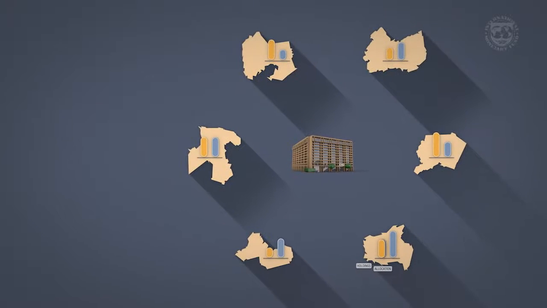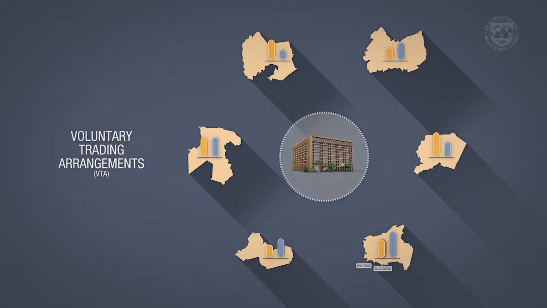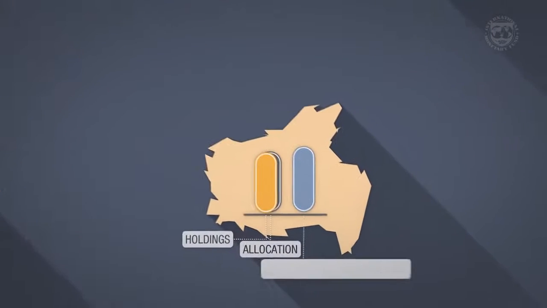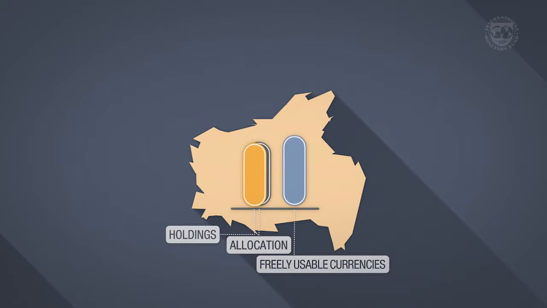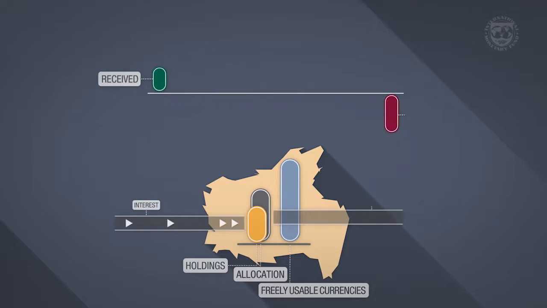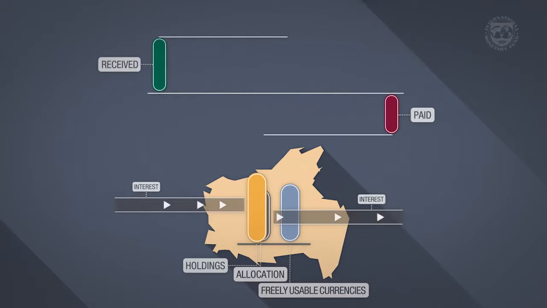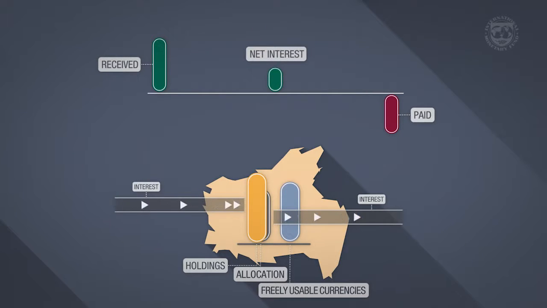The SDR market functions primarily through voluntary trading arrangements, or VTAs. Under these arrangements facilitated by the IMF, members volunteer to buy or sell SDRs. If a member exchanges SDRs for freely usable currencies, its SDR holdings fall while its foreign currency reserves rise. If its holdings fall below its cumulative allocations, it has to pay interest on the shortfall. If a member exchanges freely usable currencies for SDRs, its SDR holdings rise above its cumulative allocations, and it earns interest on the excess.